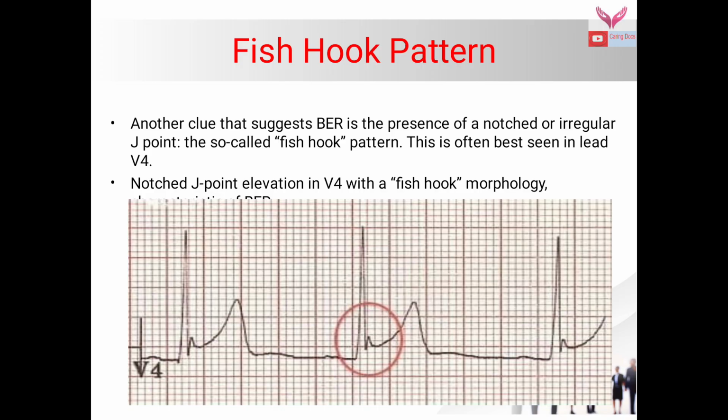Again, another clue which suggests benign early repolarization is the presence of a notched or irregular J point, the so-called fish hook pattern, and it is best seen in lead V4. And when it is present, it is suggestive of benign early repolarization.